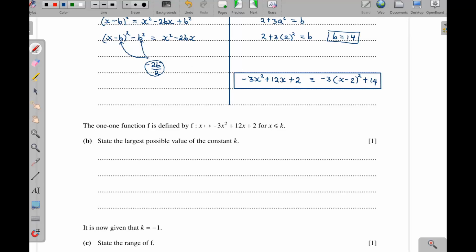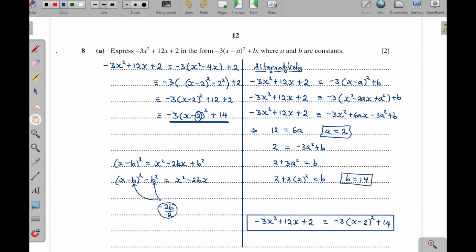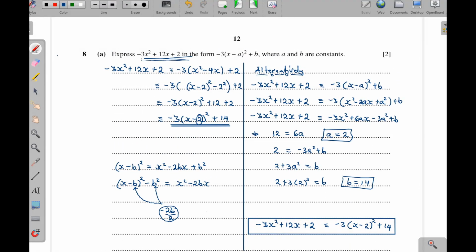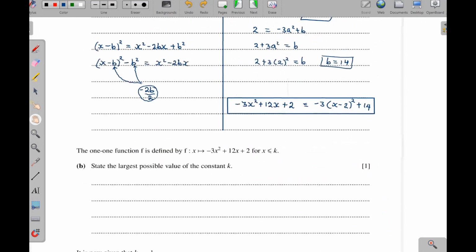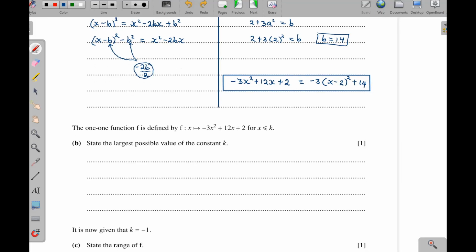Then they are saying the one-to-one function f is defined by this for x less than or equal to k. Part B, state the largest possible value of the constant k. Now this one here is the same, I think it is the same as the one they gave us here, okay? And this one is an n-shaped curve because the coefficient of x squared is negative. So we are going to have an n-shaped curve. Then we are going to have a turning point here.